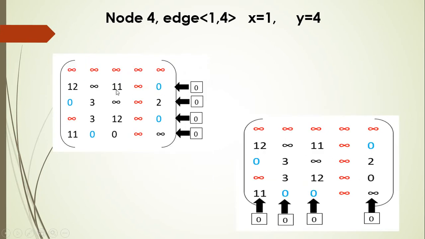Check for the reduced rows. It's a 0, it's a 0, 0, 0. Then reduce columns. It's a 0, 0, 0 and 0 here. So the total of these reduced costs is 0 here.